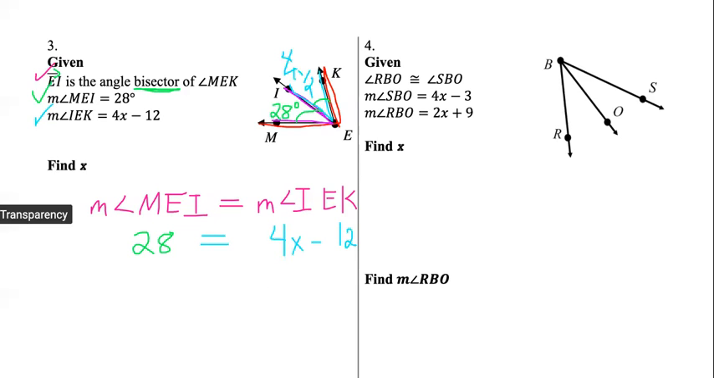So this is where we are. We created an equation, 28 equals 4x minus 12. That's all of the geometry. Are there any questions so far? Any questions so far?